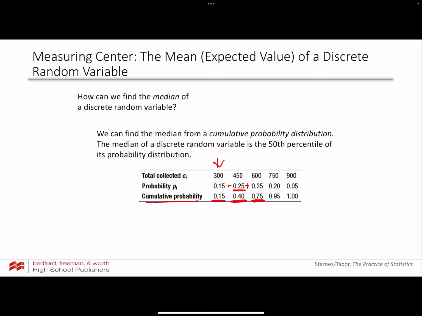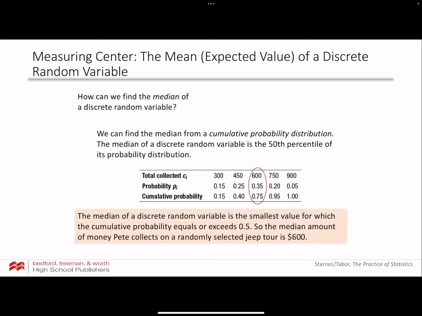So the 50th percentile is somewhere in one of these $600 values, right? Because I go from the 40th percentile here to the 75th. So the 50th percentile is somewhere in the middle, somewhere in that $600 range. So the median is the smallest value for which the cumulative probability is equal to or goes over 50%. So his median amount of money is $600.